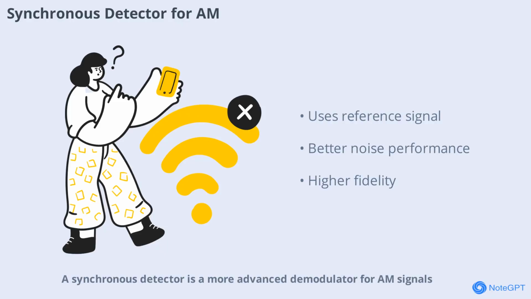The synchronous detector is a more advanced demodulator for AM signals. Unlike the envelope detector, it uses a reference signal synchronized with the carrier to extract the original information. This method provides better performance in the presence of noise and distortion, making it suitable for high-quality audio applications. Synchronous detection is more complex but offers improved fidelity and reliability.